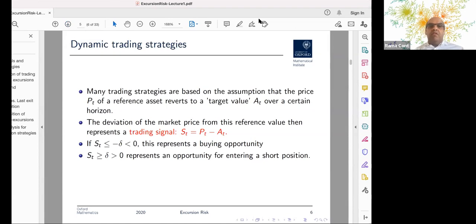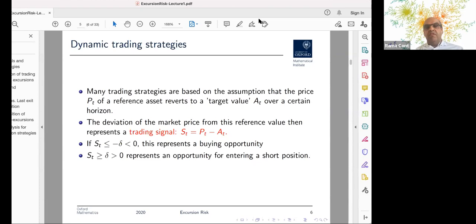So you can have statistical arbitrage strategies. They forecast with various methods the value of a portfolio. So this gives you another way to arrive at a target value. But for our purposes, we don't really care how you arrive at the target value. There is a target value, there's a price. And so what you look at is the difference between the target value and the price. And we will call this a trading signal.